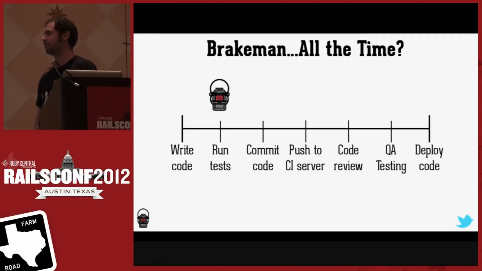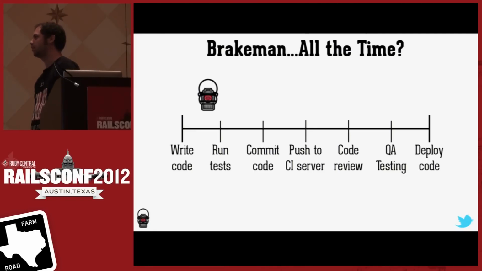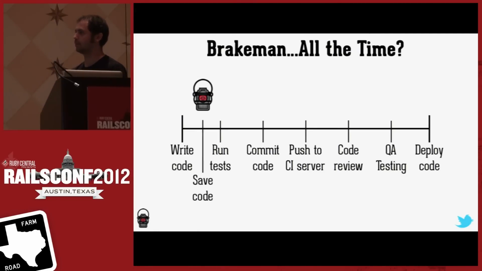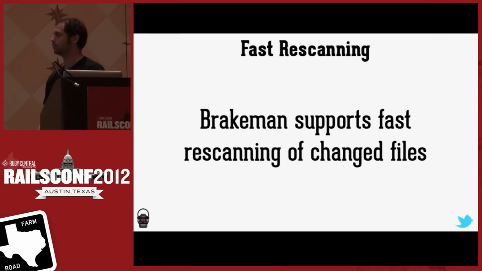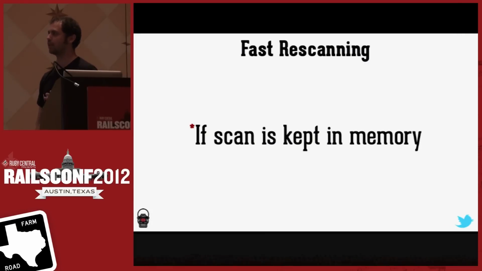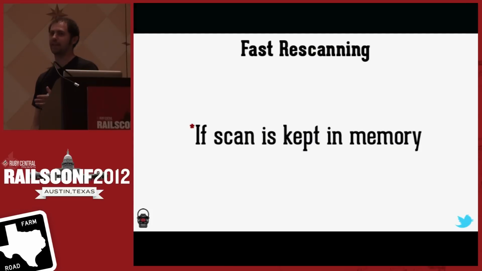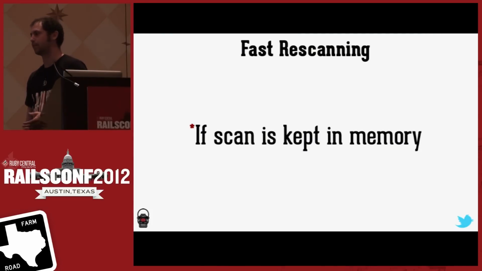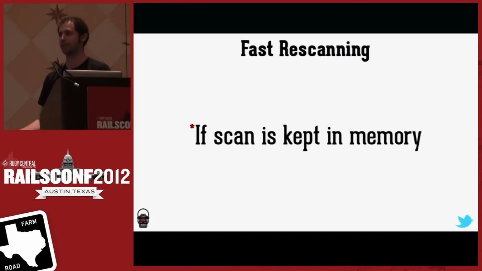All right, but I promised even better than that. So we actually want it right here. So you probably have an idea where this is going. Brakeman supports really fast rescanning of changed files with the small caveat that the scan has to be kept in memory. So the example I showed before with comparing JSON is not going to work because we're running Brakeman twice, and the rescanning doesn't support that.